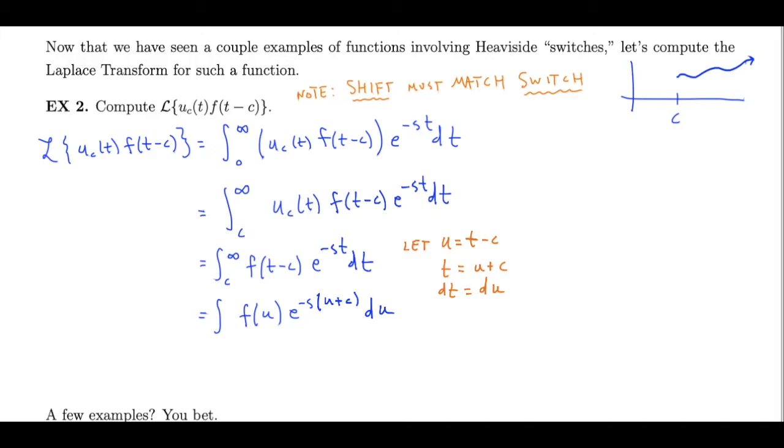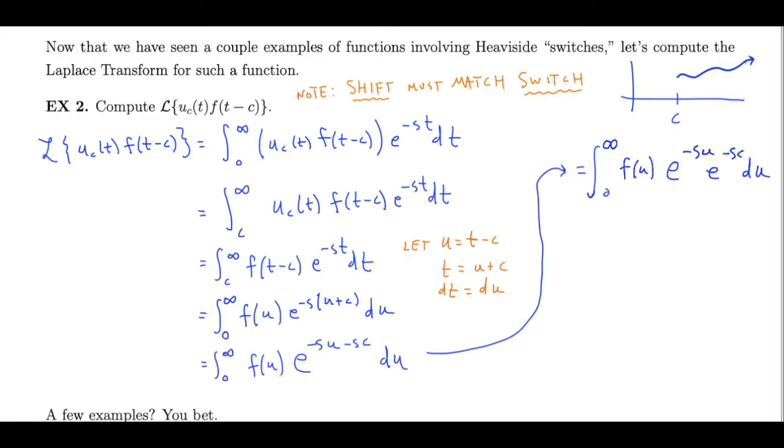So here's the first expression that I get when I make that substitution. Actually, I need to accommodate for these bounds as well. Notice that these bounds are t's, and if t equals c, then u will be 0. So I can write that this integral starts at 0, and of course as t grows without bound, u will also grow without bound.